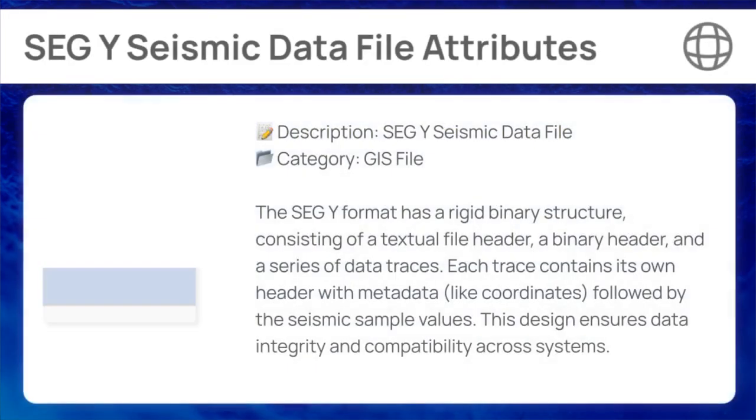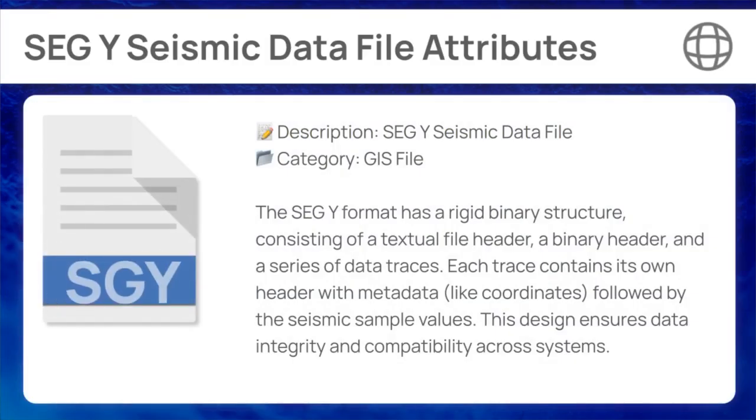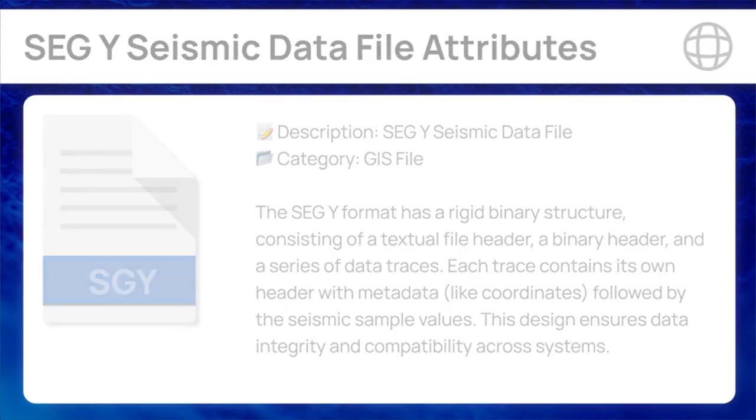The SEGY format has a rigid binary structure consisting of a textual file header, a binary header, and a series of data traces. Each trace contains its own header with metadata, like coordinates, followed by the seismic sample values. This design ensures data integrity and compatibility across systems.